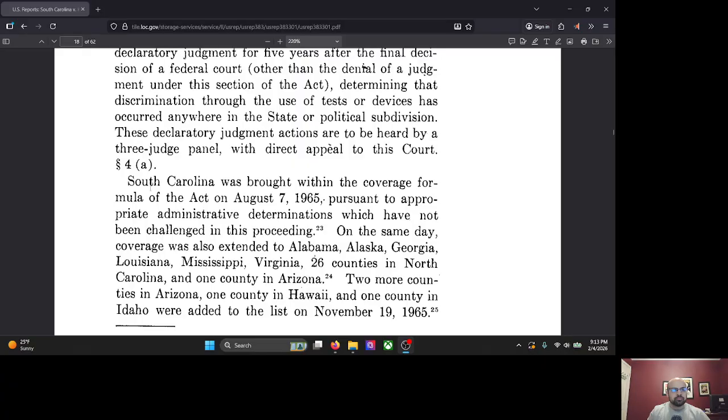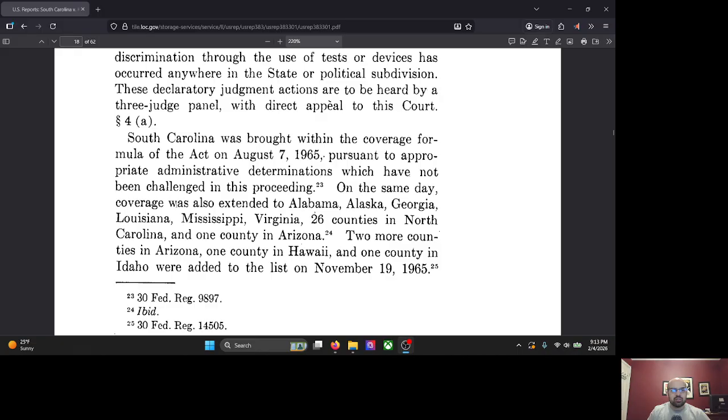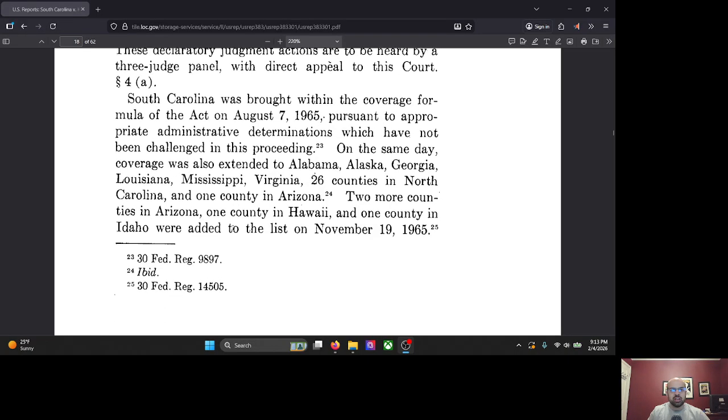Subsection 4A. South Carolina was brought within the coverage formula of the Act on August 7, 1965, pursuant to appropriate administrative determinations which have not been challenged in this proceeding. On the same day, coverage was also extended to Alabama, Alaska, Georgia, Louisiana, Mississippi, Virginia, 26 counties in North Carolina, and 1 county in Arizona.